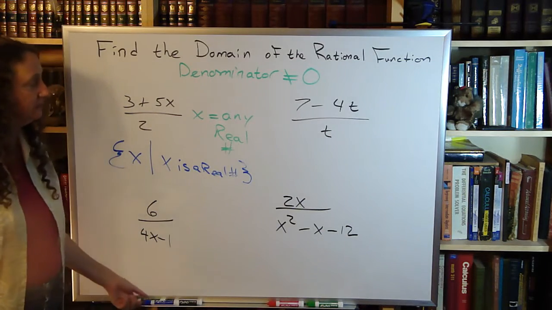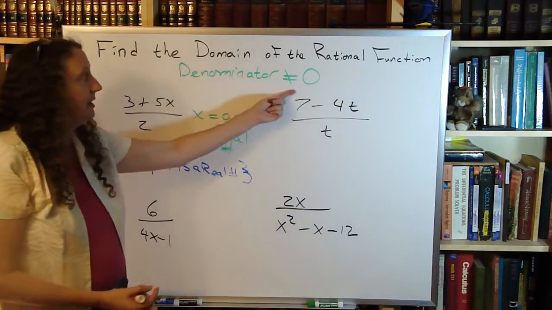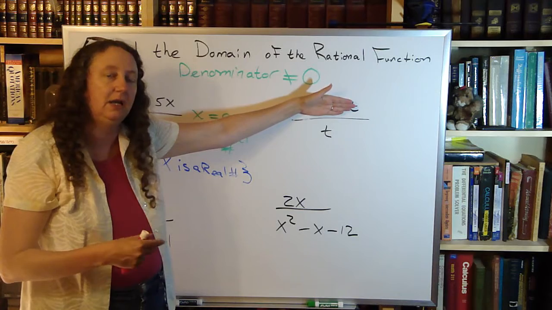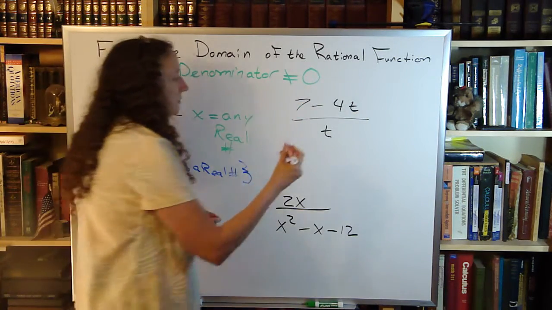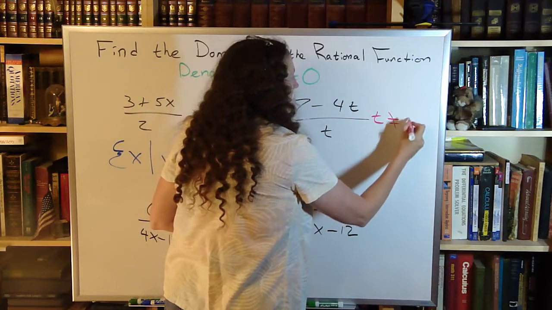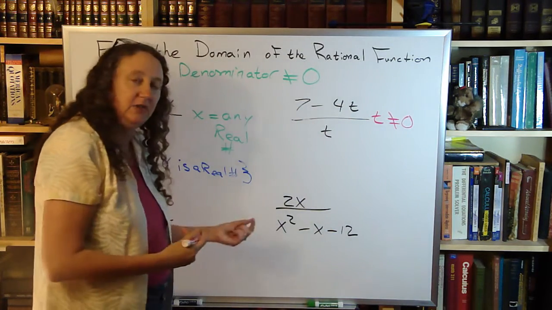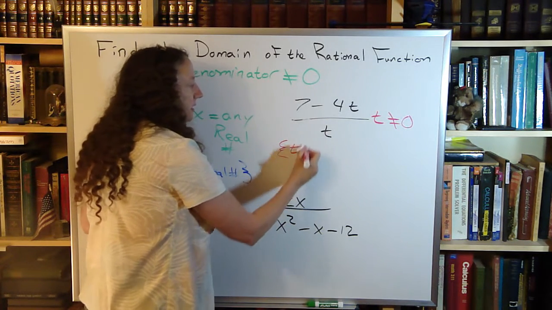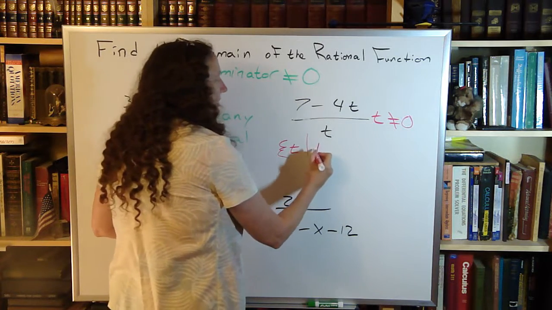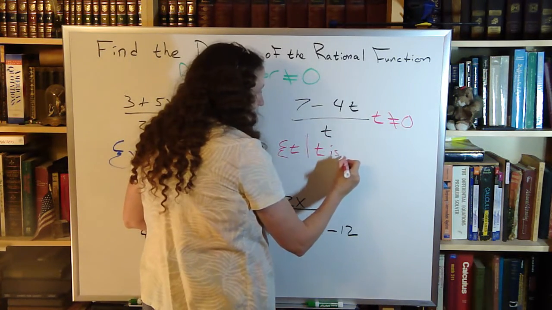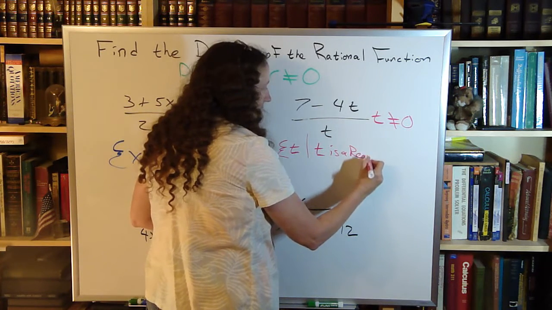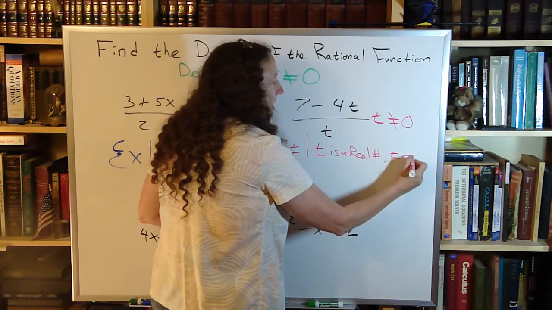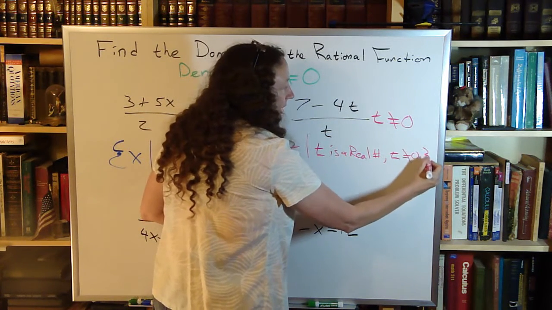Looking over at this one, we do not want the denominator to be 0, so my denominator is t. So that means that t cannot be 0. Writing this in set notation, we have the set of all numbers t such that t is a real number and t does not equal 0, and close my set notation.